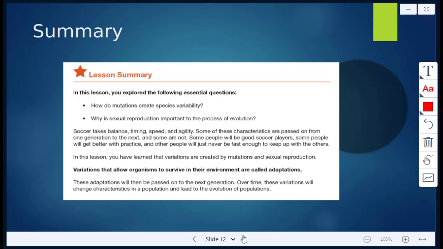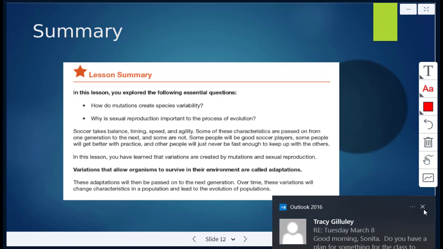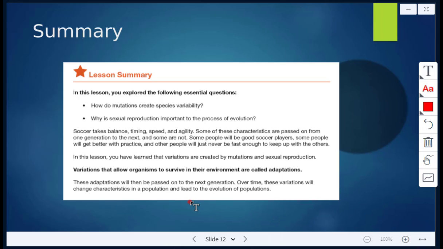All right, so we looked at so far how do mutations create species variability? Why is sexual reproduction important to the process of evolution? And then it just goes back to that example of soccer. Soccer takes balance, timing, speed, and agility. Some of these characteristics are passed on from one generation to the next, and some aren't. Some people will be good soccer players, some people will get better with practice, and other people will just never be fast enough to keep up with the others.